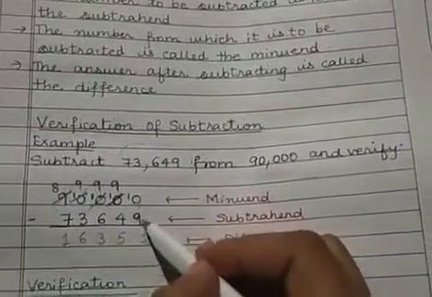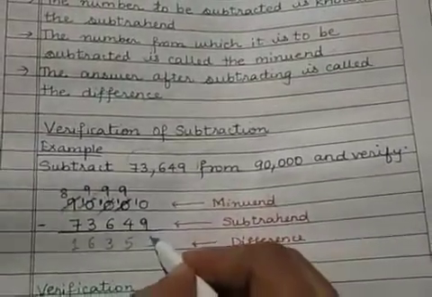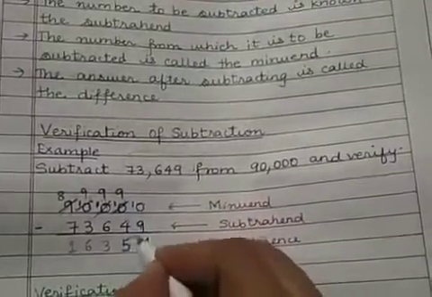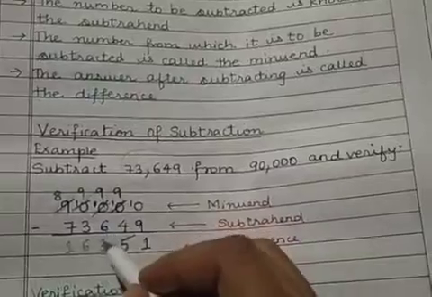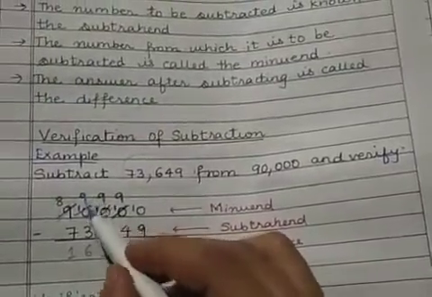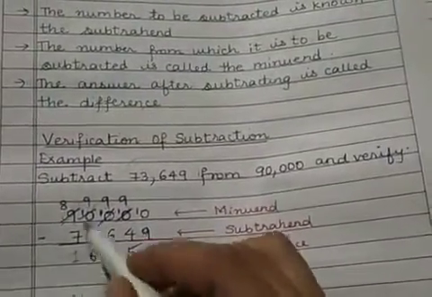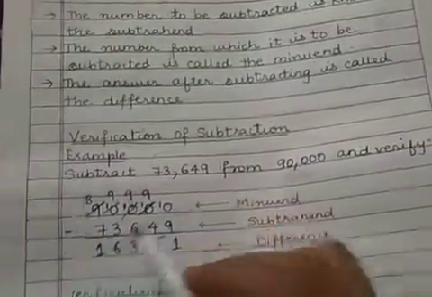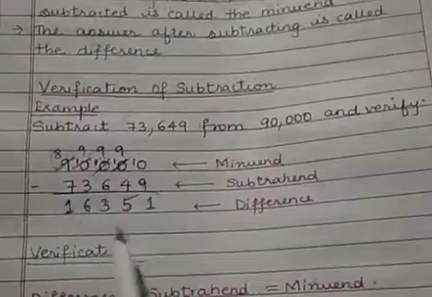So now 10 minus 9 is 1. 9 minus 4 is 5. 9 minus 6 is 3. And 9 minus 3 is 6. Last, 8 minus 7 is 1. So you got the difference.